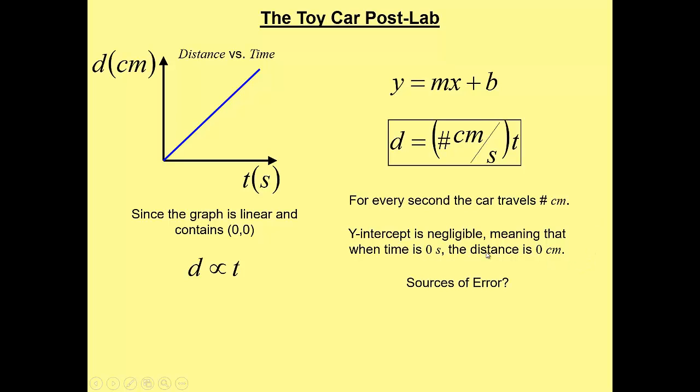Now, one of the questions I asked on the sheet were sources of error. And there's a few places that you could make error in this lab. Some of your cars might have been more one-dimensional than others. In other words, some of them probably went in pretty straight lines, and some of them might have had a bit of a curve. And if yours had a bit of a curve, you kind of had to try to measure around the curve, which throws it off a little bit.